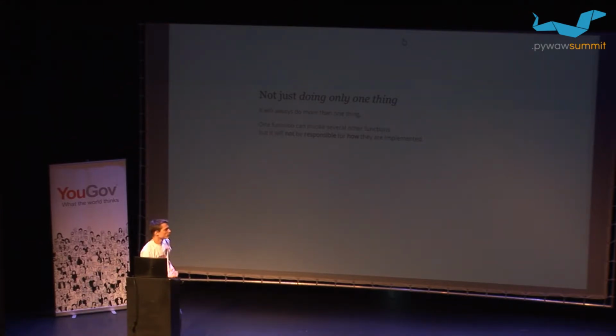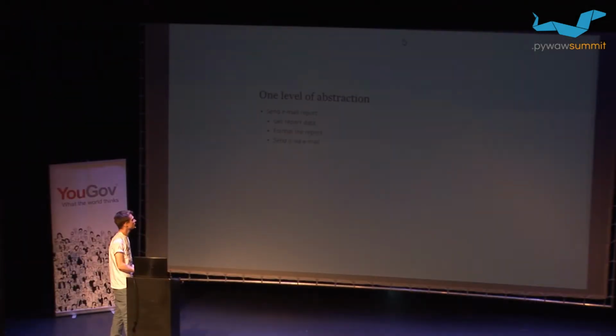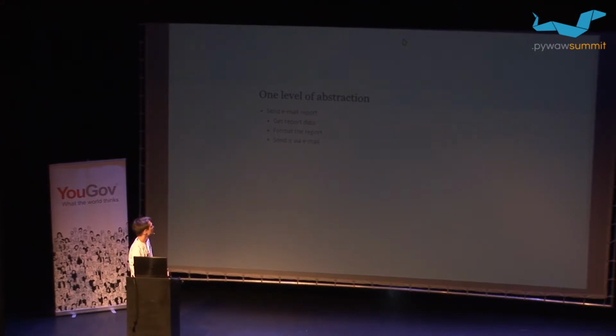So you could have one function, send email report, but you will also have three different functions: prepare data, format data, and send email. This top-level function just invokes three different functions. So it does more than one thing. It does three different things, but it is not responsible for how they are implemented. This function would be responsible just for one level of abstraction.